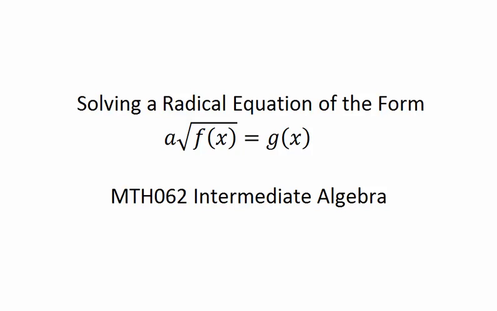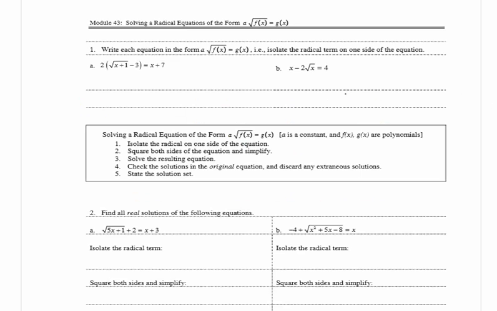In this video, we're going to be solving a radical equation of the form a times the square root of f of x is equal to g of x. In number 1, it wants us to write each equation in the form of a times the square root of f of x is equal to g of x, and then it says to isolate the radical term on one side of the equation. So in a, we have 2 times the square root of x plus 1 minus 3 is equal to x plus 7.